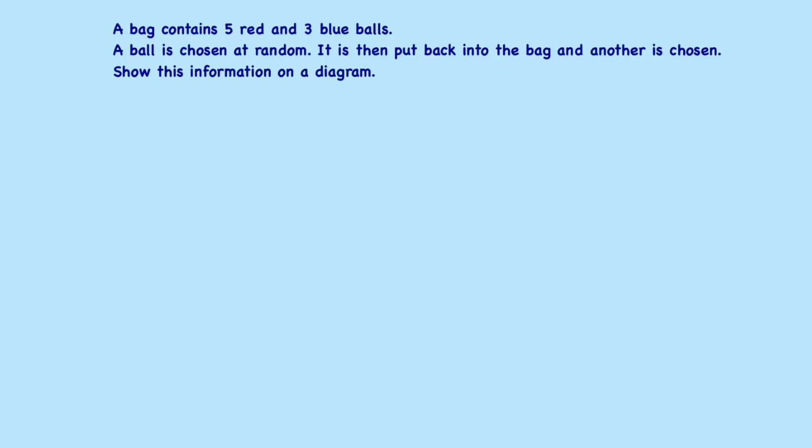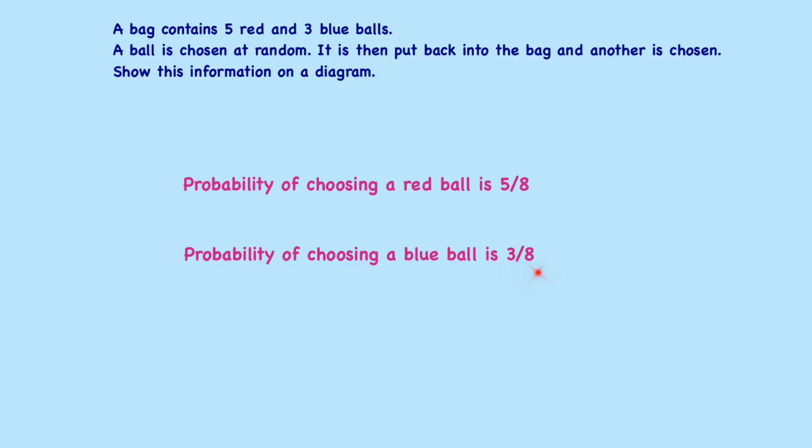Now, before I show this information on a diagram, let's have a look at the probability of choosing a red ball, which is 5 out of 8, because there are 5 red balls and there are 8 altogether. Then the probability of choosing a blue ball is 3 out of 8, because there are 3 blue balls and 8 altogether. Now, because the ball is put back into the bag, the probability of the second pick is going to be the same, 5/8 and 3/8.